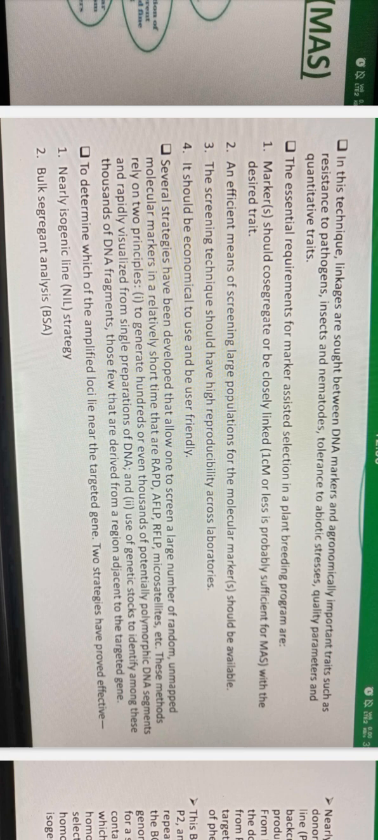The essential requirements for marker-assisted selection is a plant breeding program. Our markers should co-segregate or be closely linked with the desired trait. And an efficient means of screening large populations for the molecular markers should be available. The screening technique should always have high reproducibility across laboratories, and it should be economical to use and be user friendly.